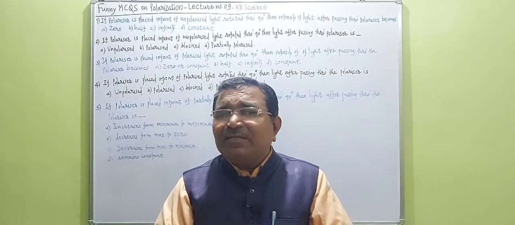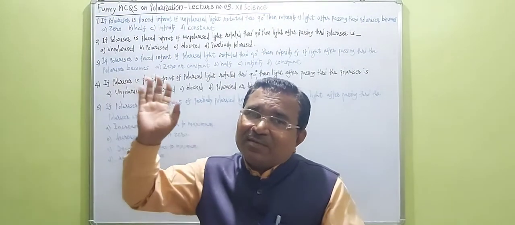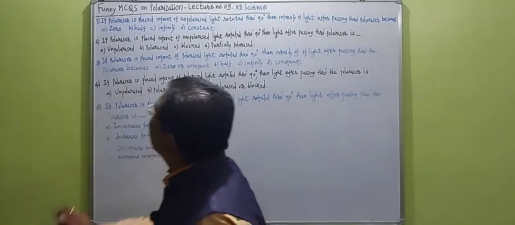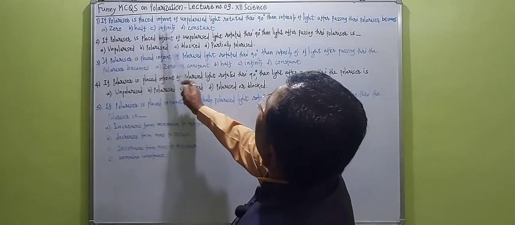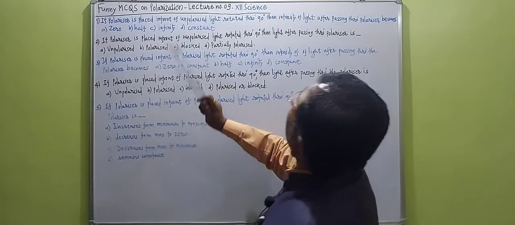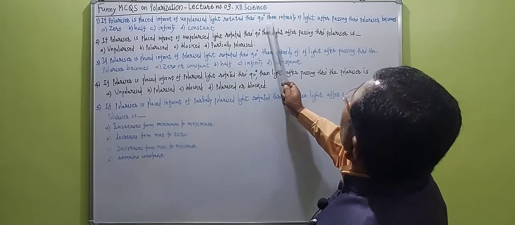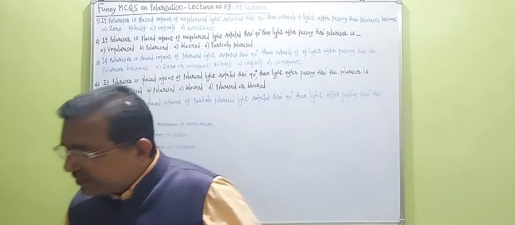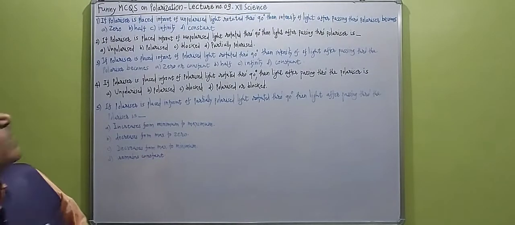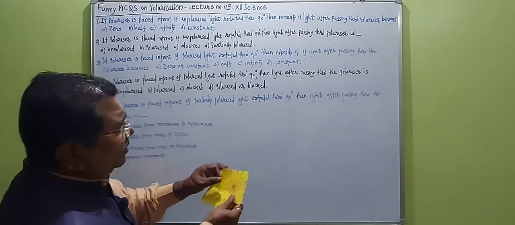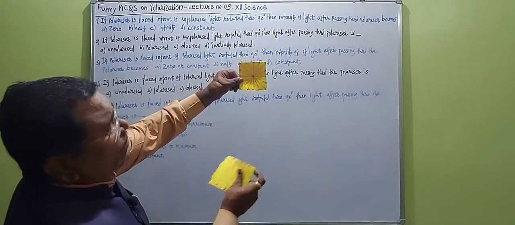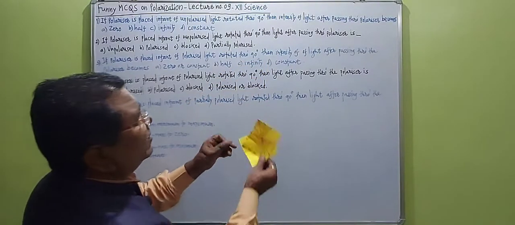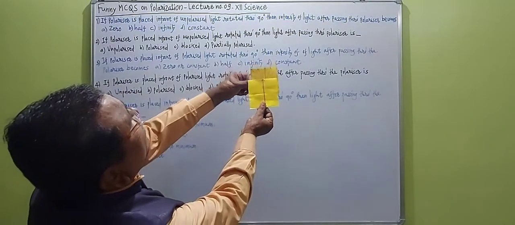So after learning all these symbols, let us read the first MCQ. If a polarizer is placed in front of unpolarized light and rotated through 90 degrees, then the intensity of light after passing through the polarizer becomes what? This is unpolarized light and this is a polarizer.